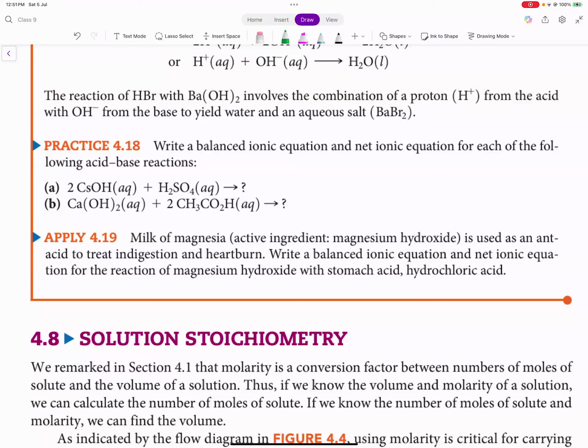Received from Sanchita. Aqueous. Whenever we write ions, we must put aqueous. Okay, Sanchita. Hello, you can hear me, Sanchita, right? Yes, sir. Okay. And also in the final equation for the B part, 4.18, you have forgotten to write negative on CH3CO2 minus.